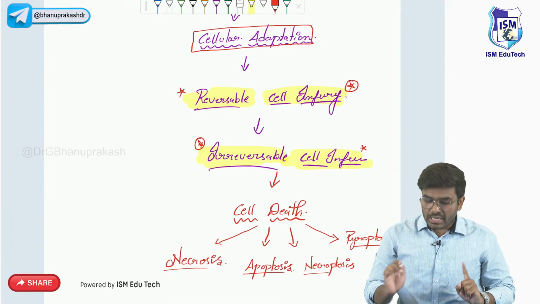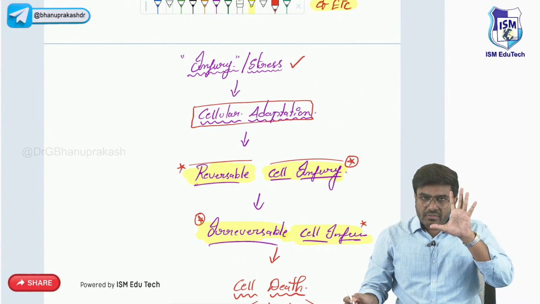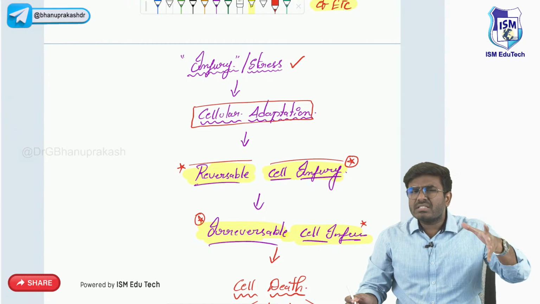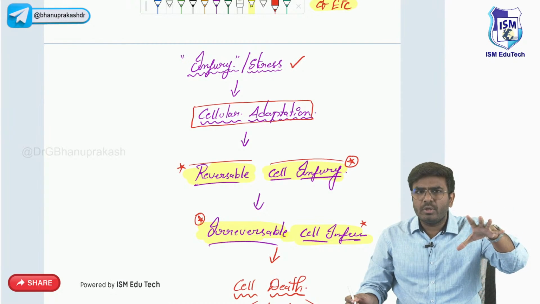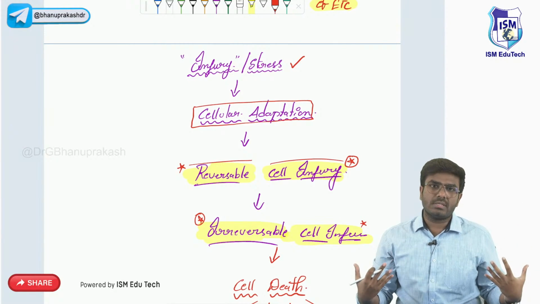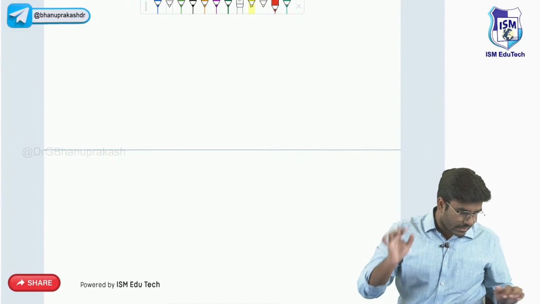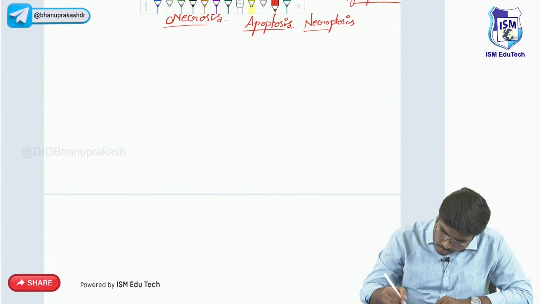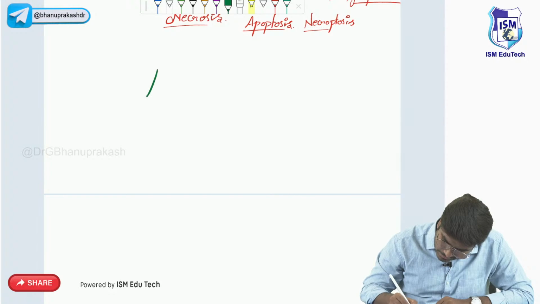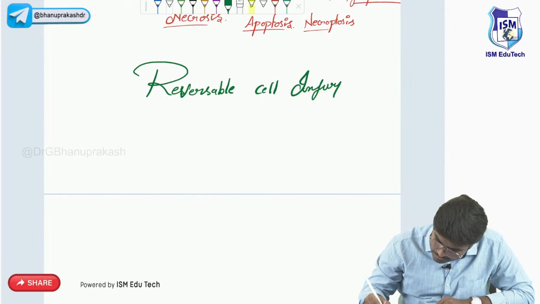Now, from where we should start? We should start with the reversible cell injury. Whenever there is stress, the stress is nothing but the hypoxia. There is no proper availability of the oxygen. Whenever there is no proper availability of the oxygen, there is stress. Now, cell is under stress. So, what will happen, sir? Now, let's start our topic with reversible cell injury. Okay, guys, is it clear so far? If you have any doubts, you just ask me. Now, our topic we are starting is reversible cell injury.